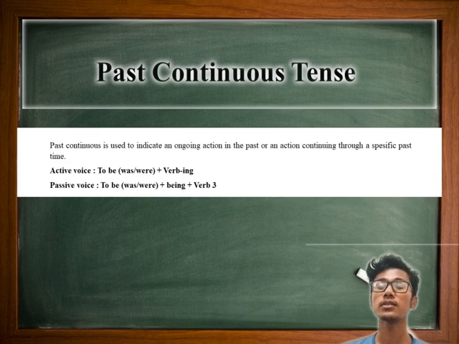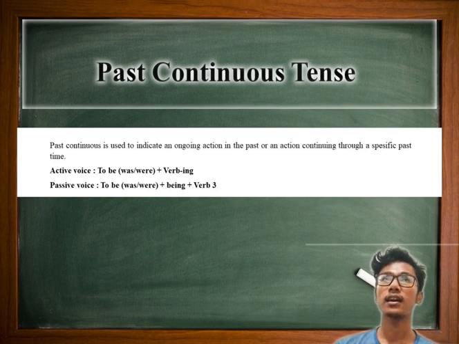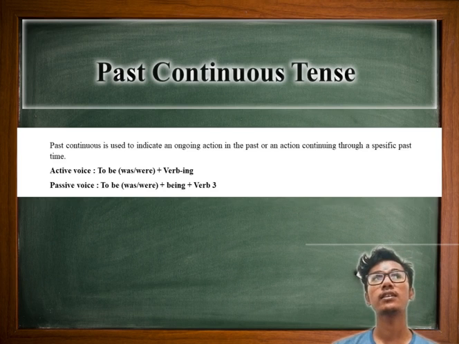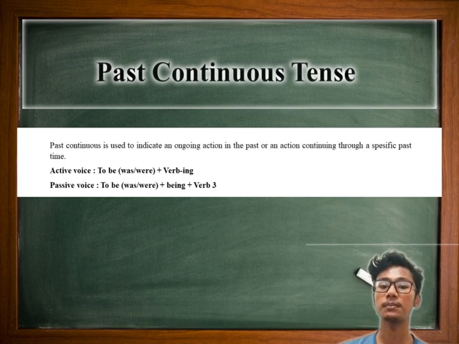Well, past continuous tense is used to indicate an ongoing action in the past or an action continuing through a specific past time. Active and passive voice in past continuous tense have formulas, which are: in active voice, to be plus verb ing; in passive voice, to be plus being plus verb 3.